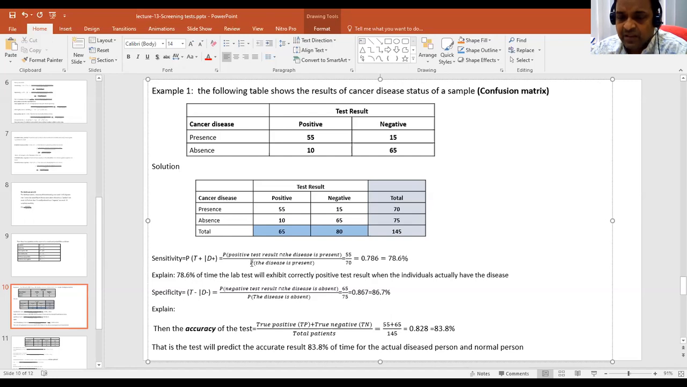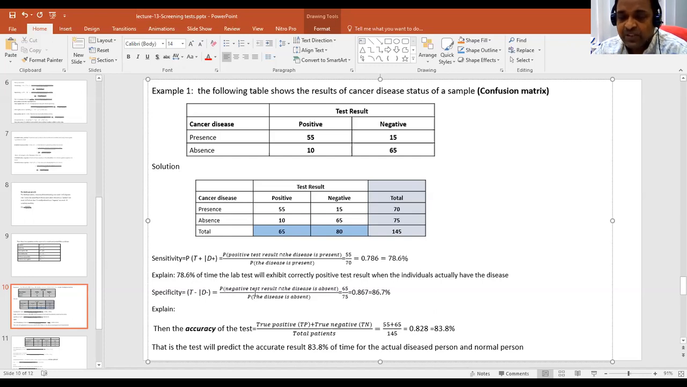The lab will exhibit a correct positive test result when the individual actually has the disease. So this is the correct result by the lab. Similarly, we know the specificity. The lab will give a negative test result given the individuals do not have the disease. So this is the specificity.